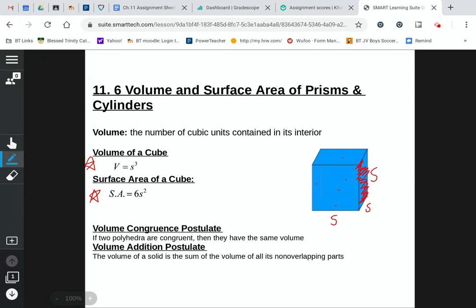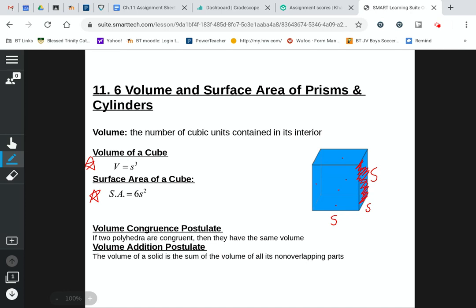Now, 2 little postulates here. No, I'm not going to make you memorize these and write these down, but they do come into play in terms of congruence and additions. We have seen these before with angle addition or similarity or congruence postulates and things like that. So the first one is volume congruence. If 2 polyhedra are congruent, then they have the same volume. So basically, guys, if you have 2 of the same object, 2 cubes, 2 cones, 2 cylinders, and they're the exact same, then they're going to have the exact same volume. That's what that one says.